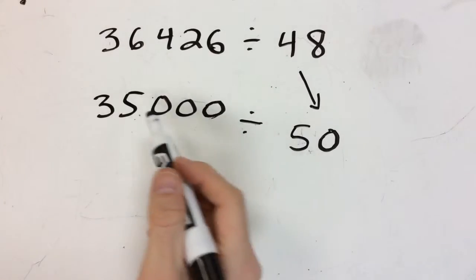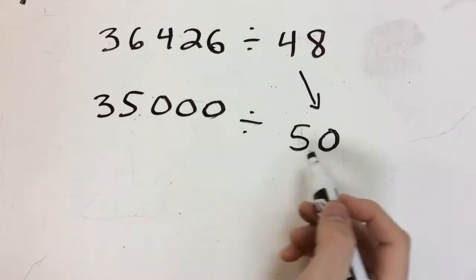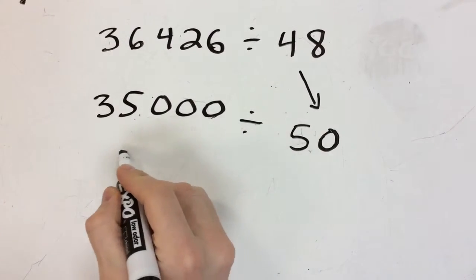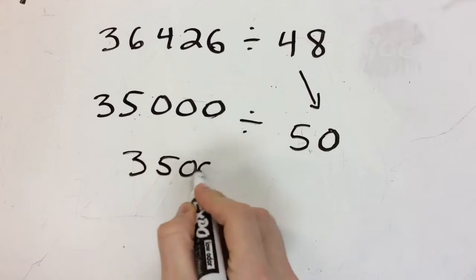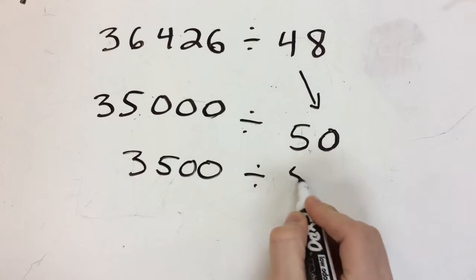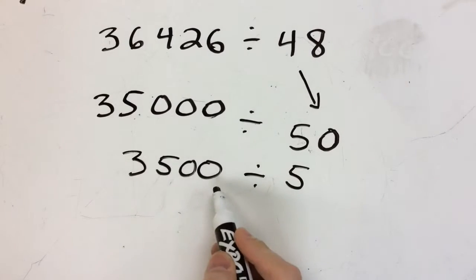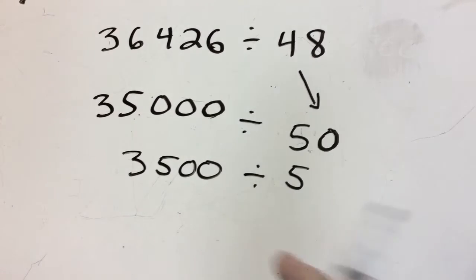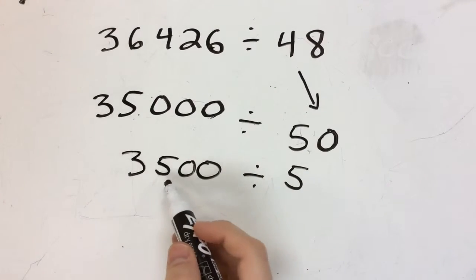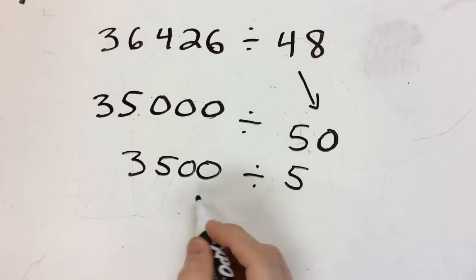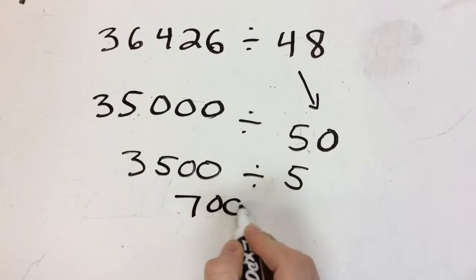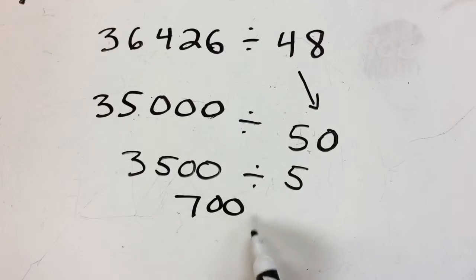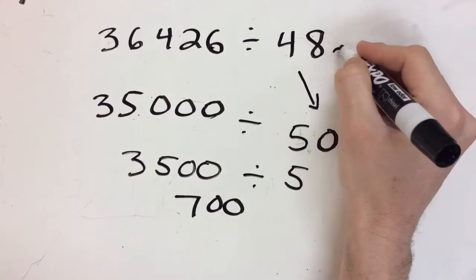We know based on our place value experience that that's the same as asking how many times does 5 go into 3,500? And the answer to 3,500 divided by 5 is 700. So this gives us a good estimate for our original.